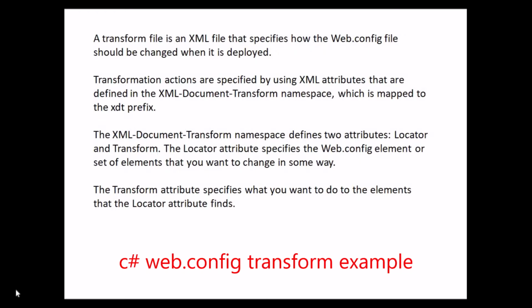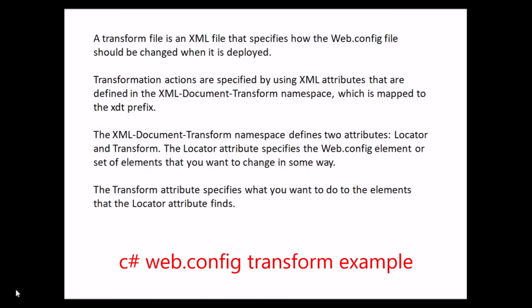So how do we need to transform the web.config file as per the target deployment, whether it is UAT, CTC or production? There is one namespace, the XML document transform namespace, that we have to use to do this task. We have two attributes, one is locator and the other is transform.